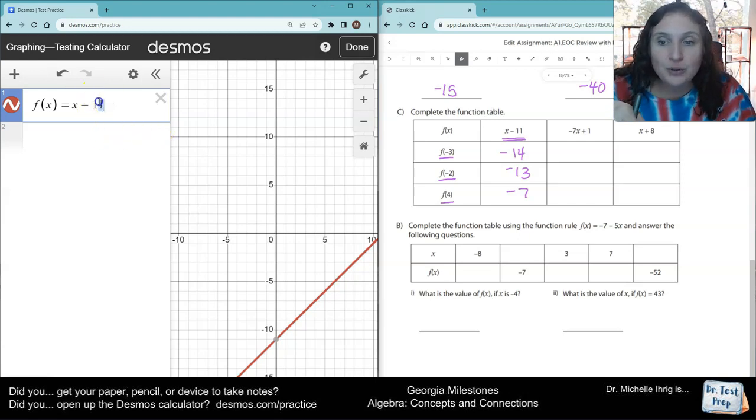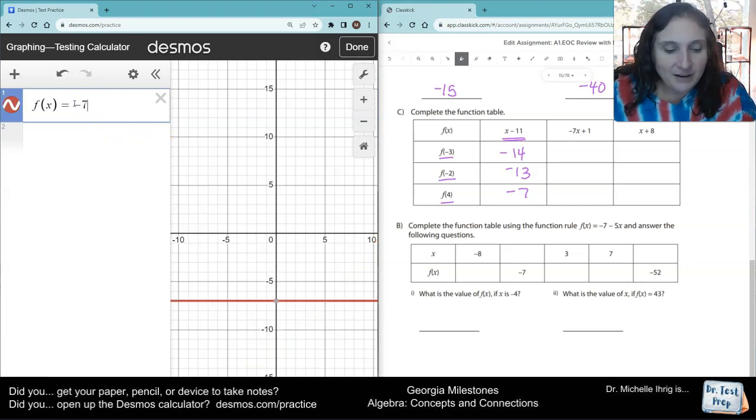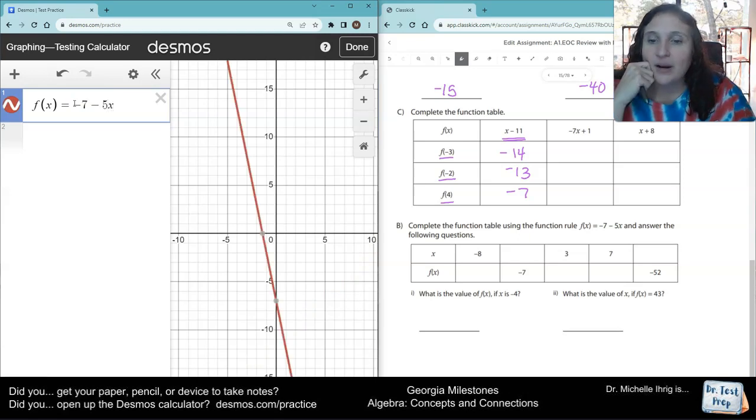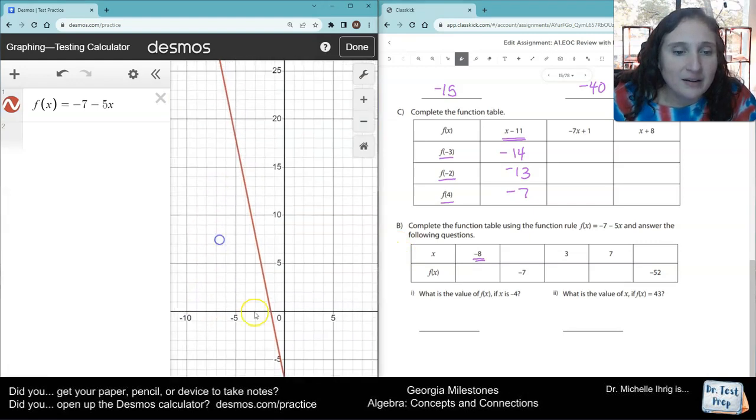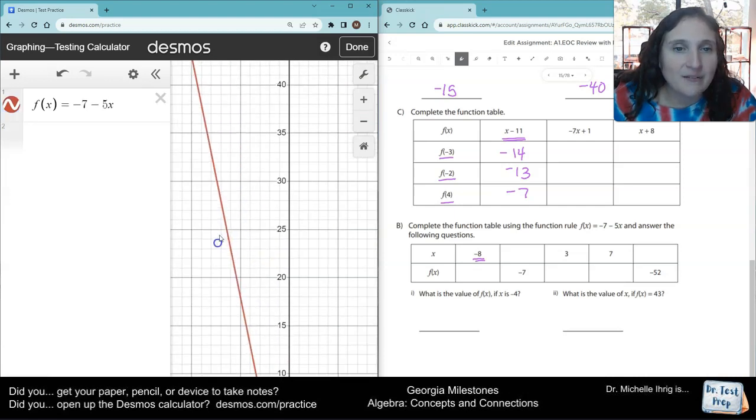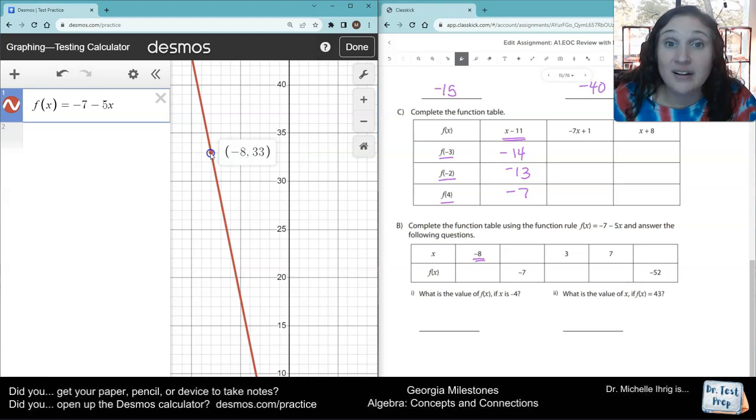It says the function rule is -7 minus 5x. That's my graph. So it says, okay, well, what is the x value when it's -8? What's the y value? So I'm just going to go over to -8 and kind of scroll my little guy up, and I'm going to move my mouse until I get to x equals -8. Keep going. Boom, boom, boom, boom. There it is. When x is -8, y is 33.